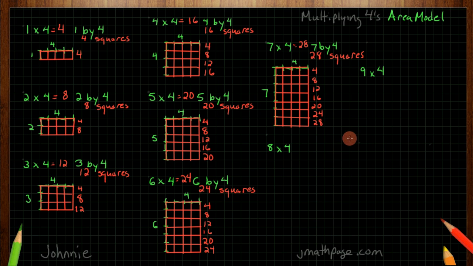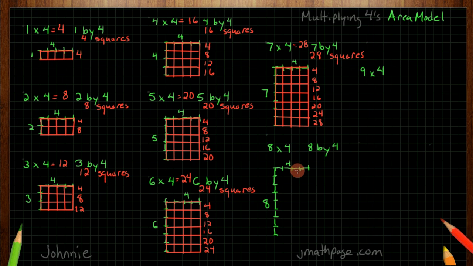All right. 8 times 4. 8 times 4 in a rectangle would be 8 by 4. Let's draw that. 1, 2, 3, 4, 5, 6, 7, 8. 8 on this side. Across this side, 1, 2, 3, 4. So 4 across here. So we have 8 by 4.